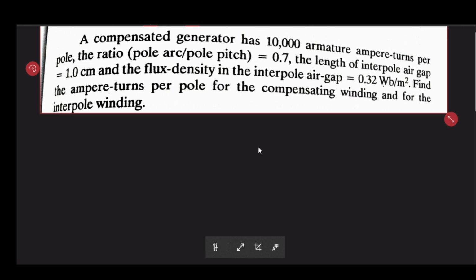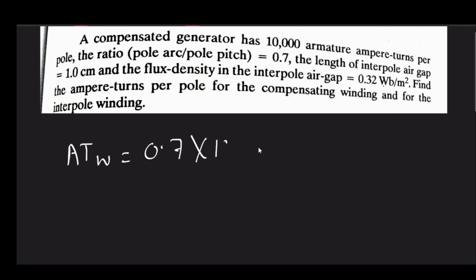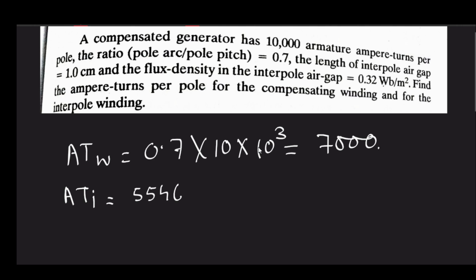The answer is like ATW is equal to 0.7 into that, ATI. As per their calculation, it is 5546.48 ampere turn per pole. So you can do it. Now let us consider another problem.